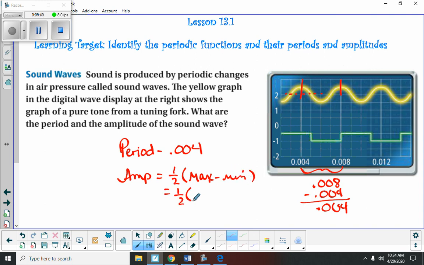So 1/2, and the maximum, let's see, we're counting by a half here. So up a half, 1. So the max is 2.5. The minimum is 1.5. So that would be 1 times a half, you get 1/2. So that's your amplitude.